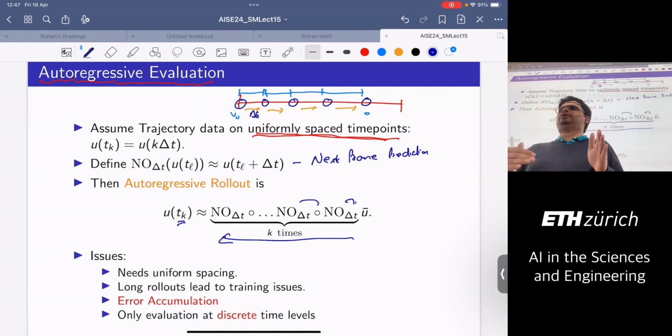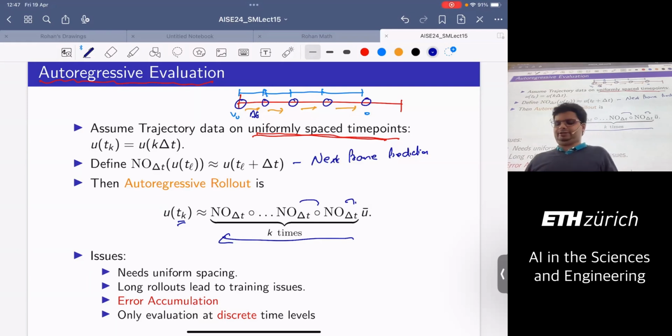So this kind of autoregressive evaluation, you just keep on feeding the neural operator again and again and again. Okay, so this seems like a very attractive way of doing it. We will see some numerical examples later. Unfortunately, and many people do it, this is the most common way in which neural networks are trained for time-dependent problems.